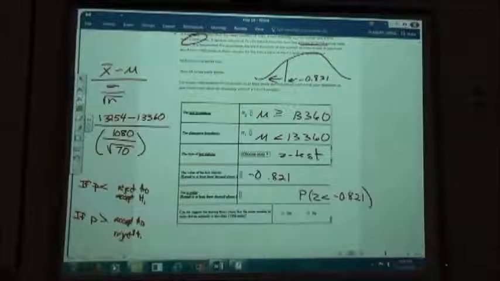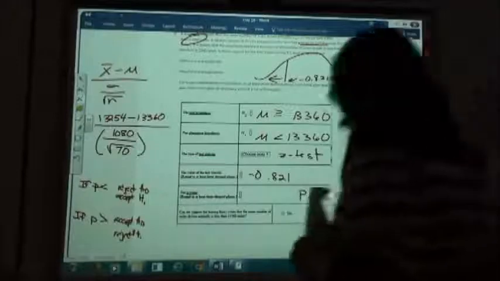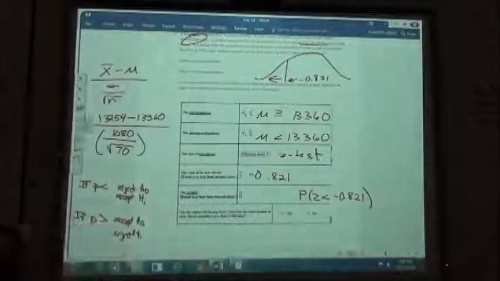Okay, which one do I use? The P of Z one. This one? P of Z, this first one. Yep, P of Z, and then you're going to put in that answer we got on the previous part. Negative 0.821.